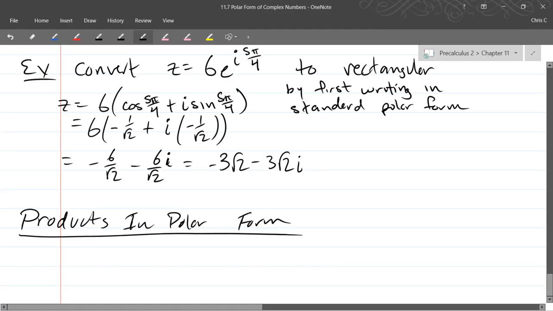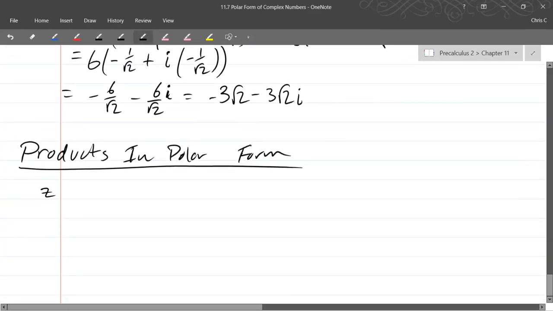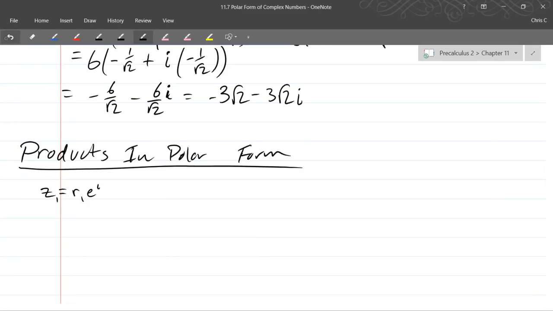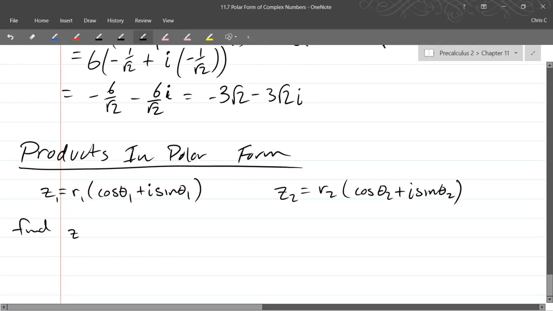Now we're going to do complex products in polar form. We'll do standard form first. So we're going to have two numbers, z1, which will have r1 and theta1, and then our second number, z2, will be r2, theta 2. So I'm going to find z1 times z2.